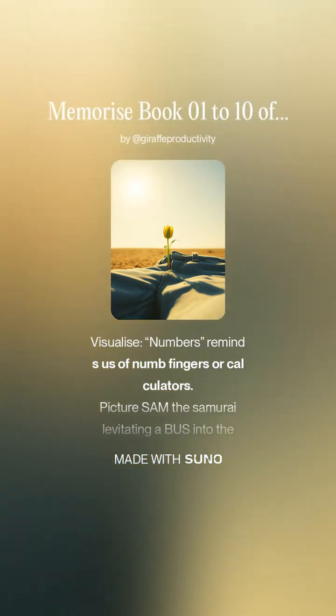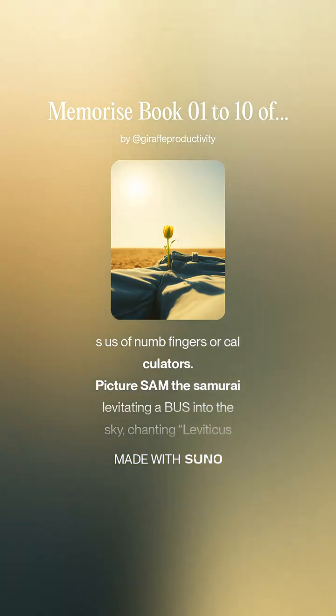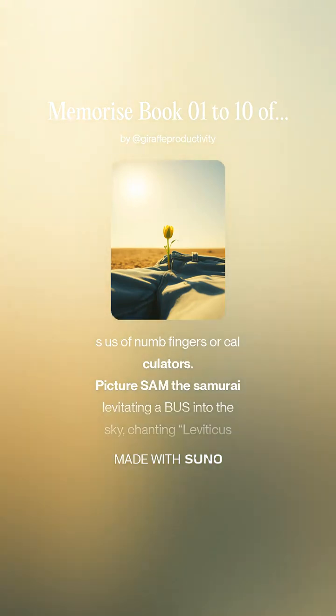Numbers reminds us of numb fingers or calculators. Major system for 04: 0 is S or Z, 4 is R. I chose sore, or similar, for 04.